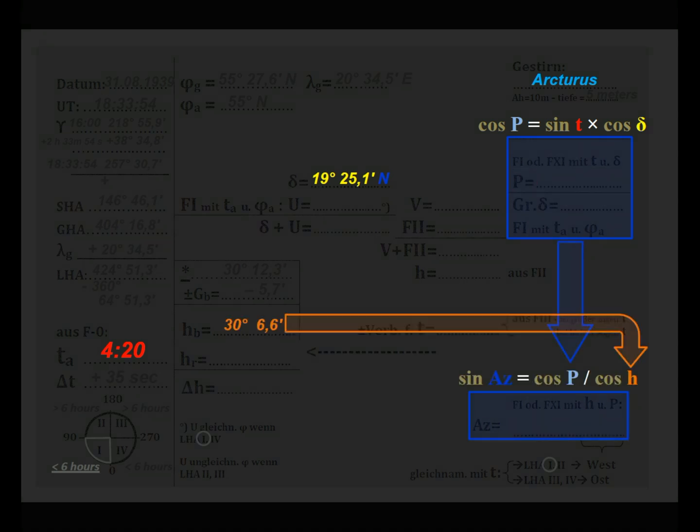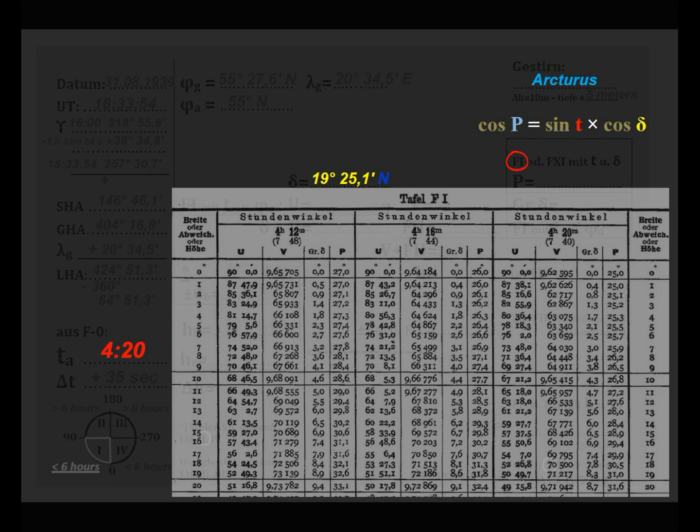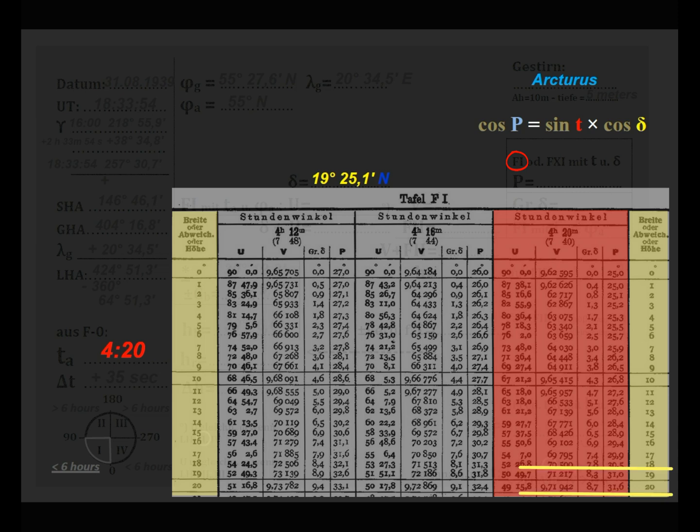The hint contains the numbers of two tables, F1 and F11, as well as the values that are used to enter this table and extract P. Local hour angle and declination. First, the F1 table is used. Find the section in the table that corresponds to the local hour angle TA. Using either of the two outermost columns, find the row in the table that corresponds to the absolute value of the declination of the celestial body.